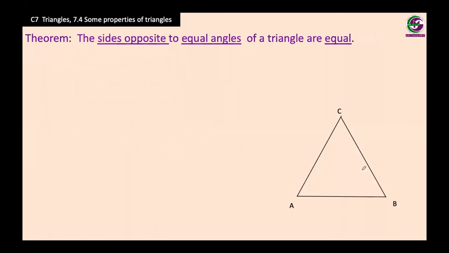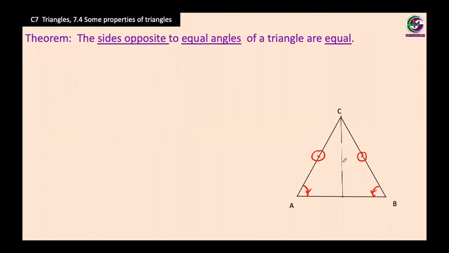Let us see the next theorem, which is just the opposite of it. If we have two angles equal, which means this angle is equal to this angle, then we can show that these two sides are equal. This we have to show.